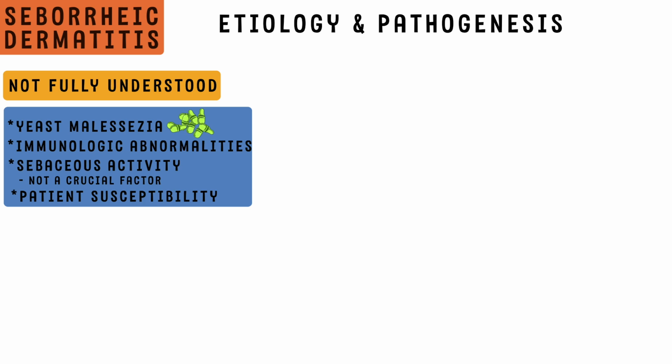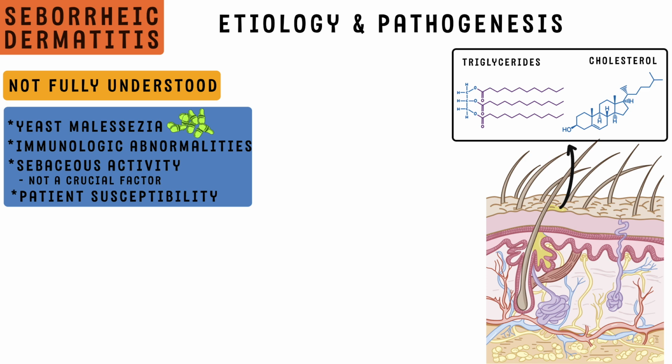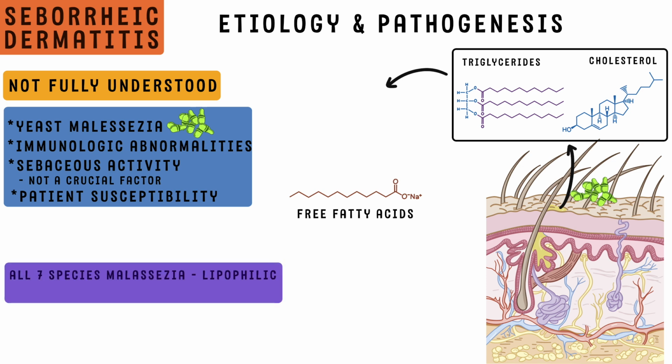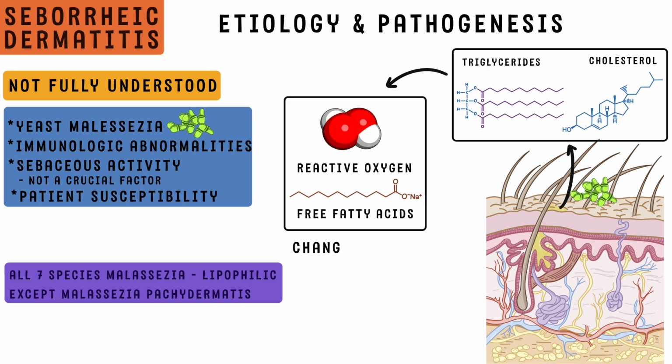Patients with seborrheic dermatitis have high skin surface lipid levels like triglycerides and cholesterol, but lower levels of free fatty acids and squalane. Both Malassezia species and the resident flora Propionibacterium acnes break down triglycerides into free fatty acids. All 7 species of Malassezia are lipophilic, except the zoophilic species, Malassezia pachydermatis. The free fatty acids and reactive oxygen produced have antibacterial effects that change the normal skin flora.